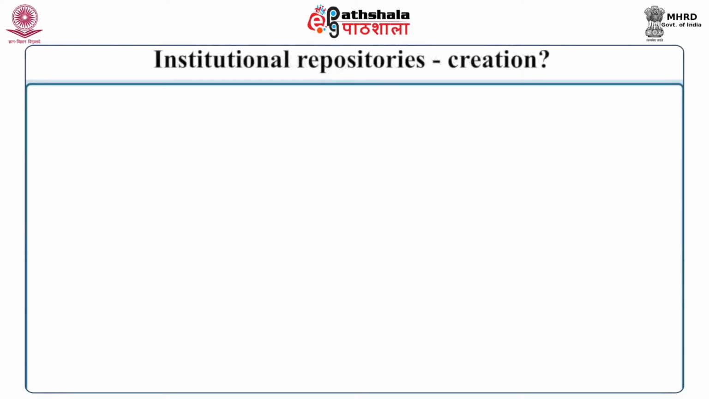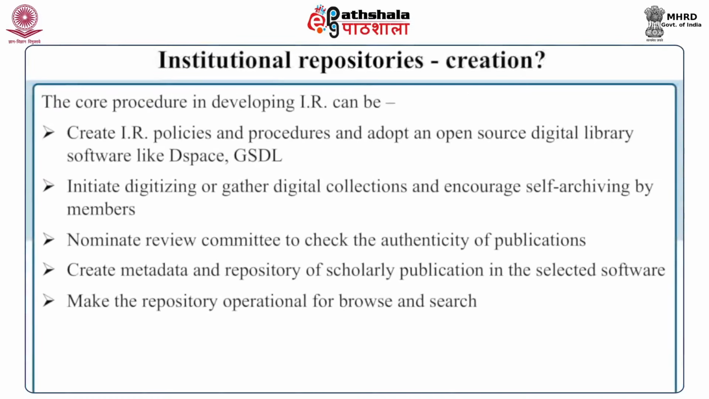In the creation of an institutional repository, some policies and procedures have to be adopted. There are open source digital library software like DSpace, GSDL, ePrints, etc., and even some library management software also includes digital libraries, like SOUL, which includes some parts of it. Initiate digitizing or gather digital collections first. First, we have to collect the data, and then we can have a review committee to check the authenticity of these publications. Whatever the faculty members have given, we cannot simply include. There should be authenticity. So for that, we should have a committee for selection, and then create metadata and a repository of scholarly publications on the selected software, whether GSDL or DSpace or any other. Make the repository operational for browse and search.